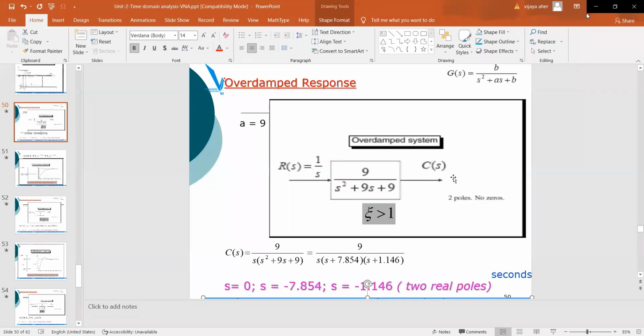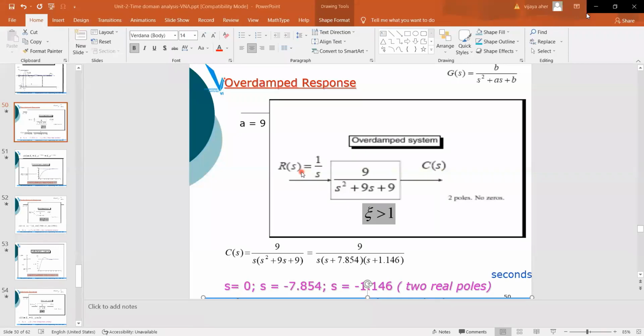Let's see now. A unit step input is applied. This C of S is nothing but the output, right? And R of S is nothing but the input. Now this is nothing but the transfer function of your process. When zeta is greater than 1, that is an overdamped system, we are going to observe the response of the system. Now C of S is equal to R of S into G of S, right? The standard equation: G of S is the ratio of C of S divided by R of S.